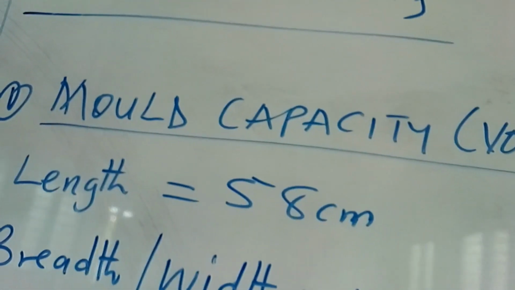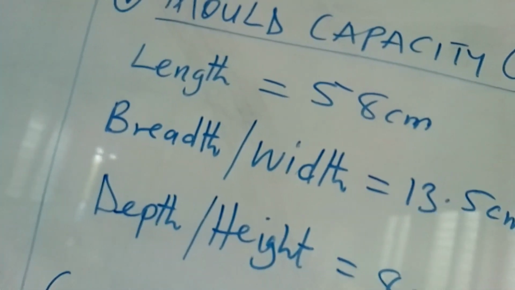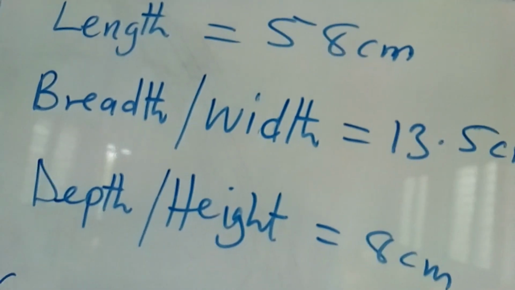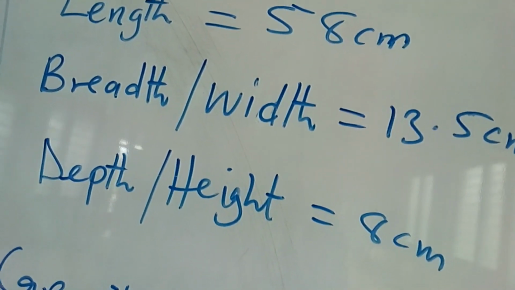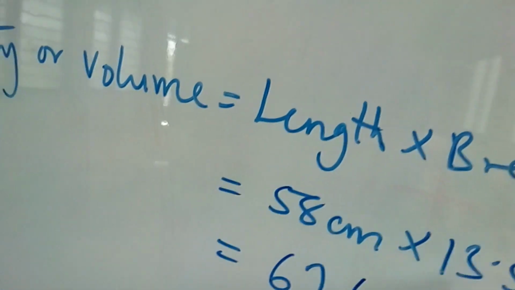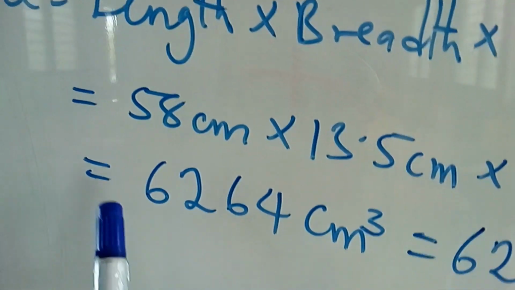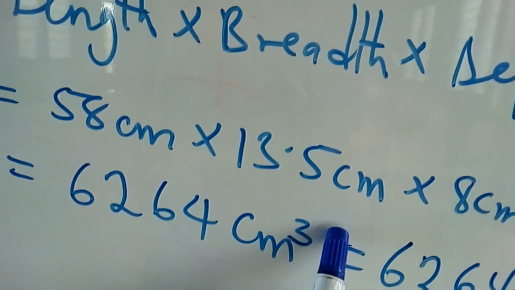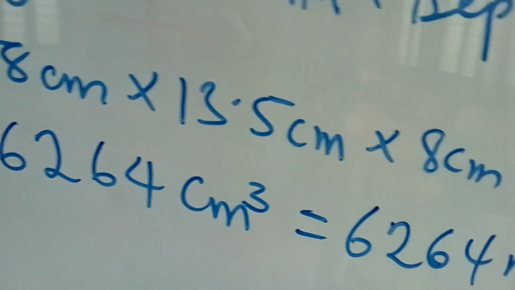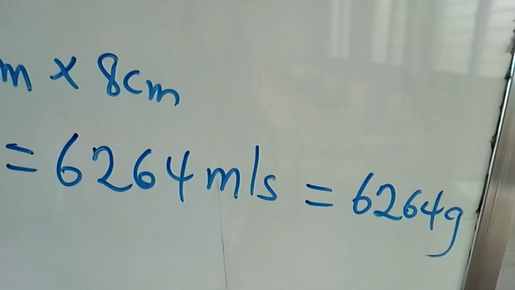Okay, so to find our mold capacity, or the volume of our mold, just as we've taken the measurement, our length gave us 58 centimeters, our breadth or width gave us 13.5 centimeters, and the depth or height gave us 8 centimeters. So our mold capacity, or volume, is equal to length times breadth times depth. So this will give us 58 centimeters times 13.5 centimeters times 8, and that will give us a total of 6264 centimeter cube, or 6264 mils, or 6264 grams.